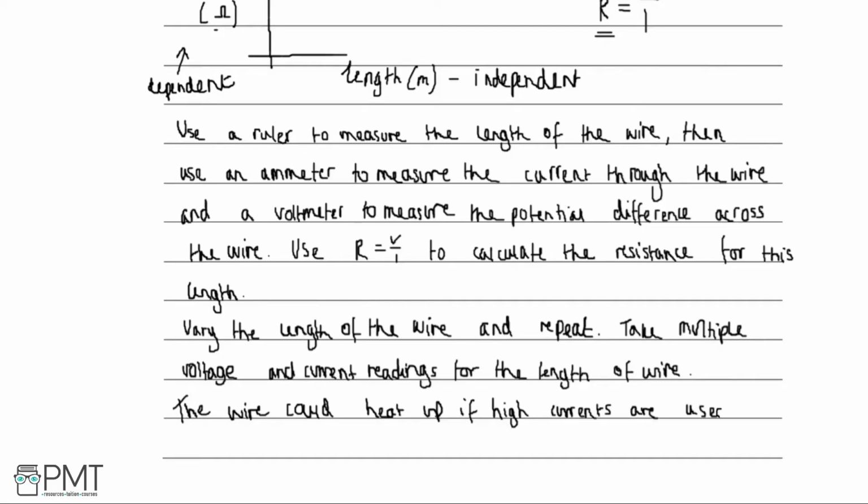So what could happen if we allow this to take place is that the person doing the experiment could get burnt, which is a risk. And then how we're going to avoid this happening is by using a low current throughout the experiment.